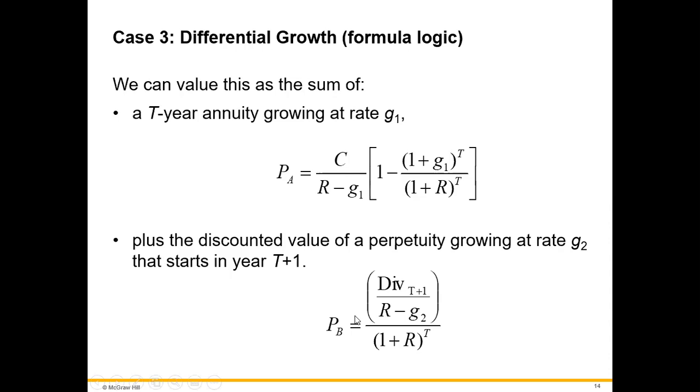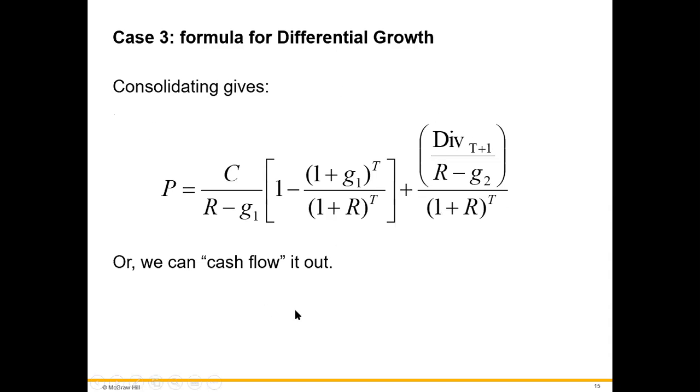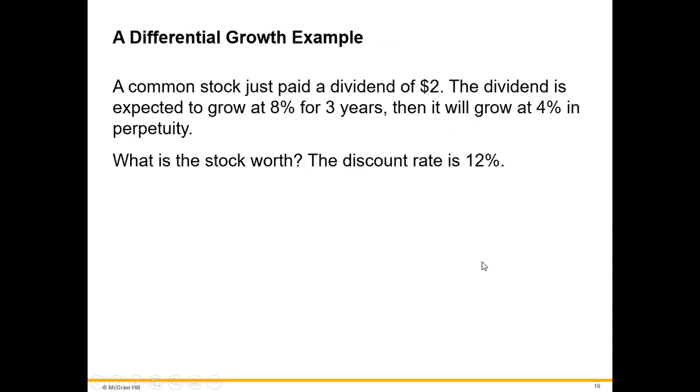So I could tell you the formula, but let's see it in action. There it is all together. So there's our first formula, PA, and then the second formula. A common stock just paid a dividend of $2. The dividend is expected to grow at 8% for 3 years and then grow at 4% forever. What is the stock worth? The discount or market rate of return is 12%.